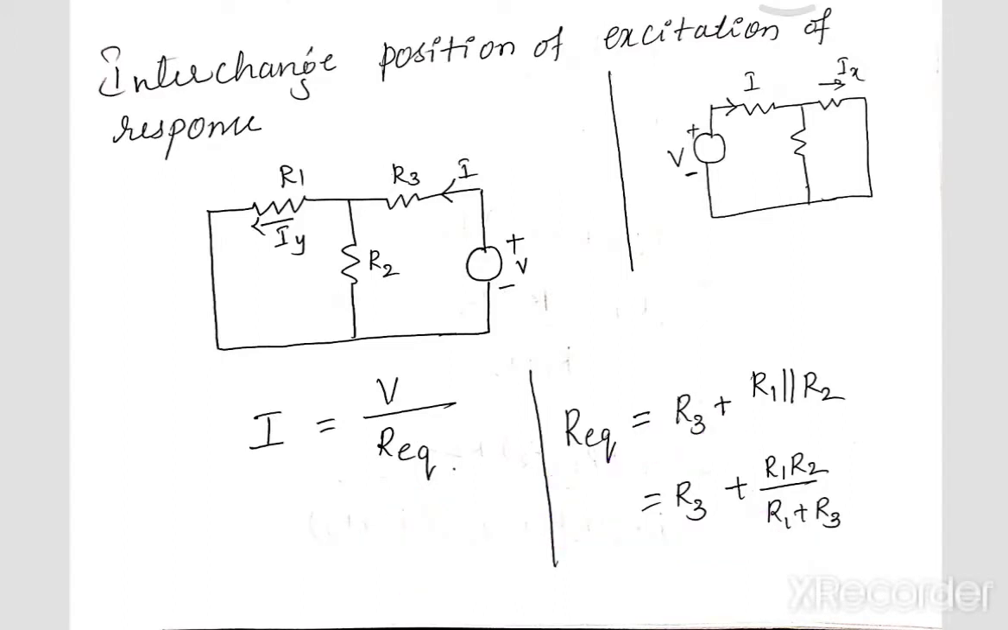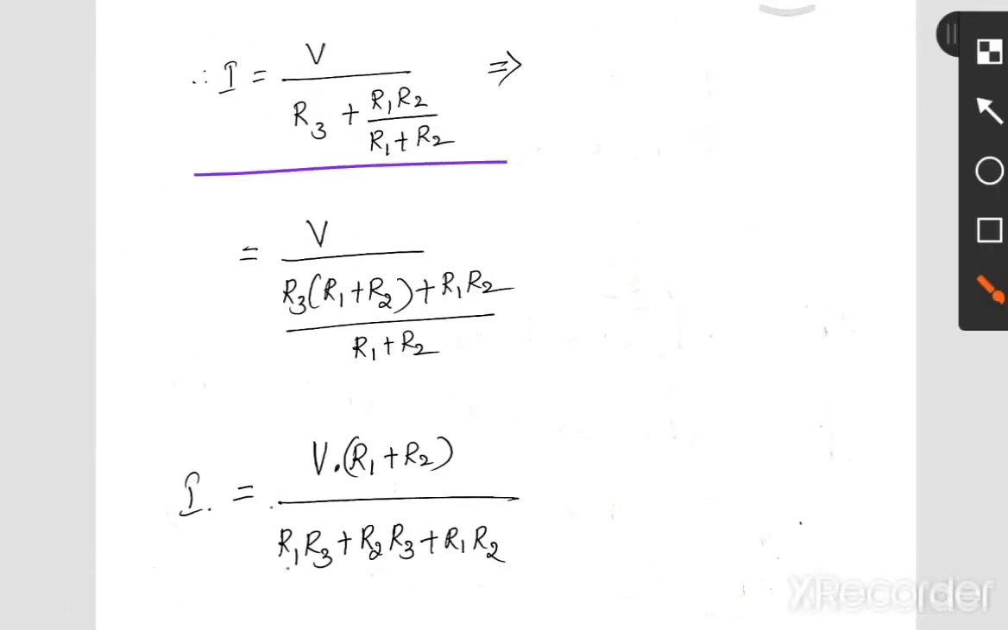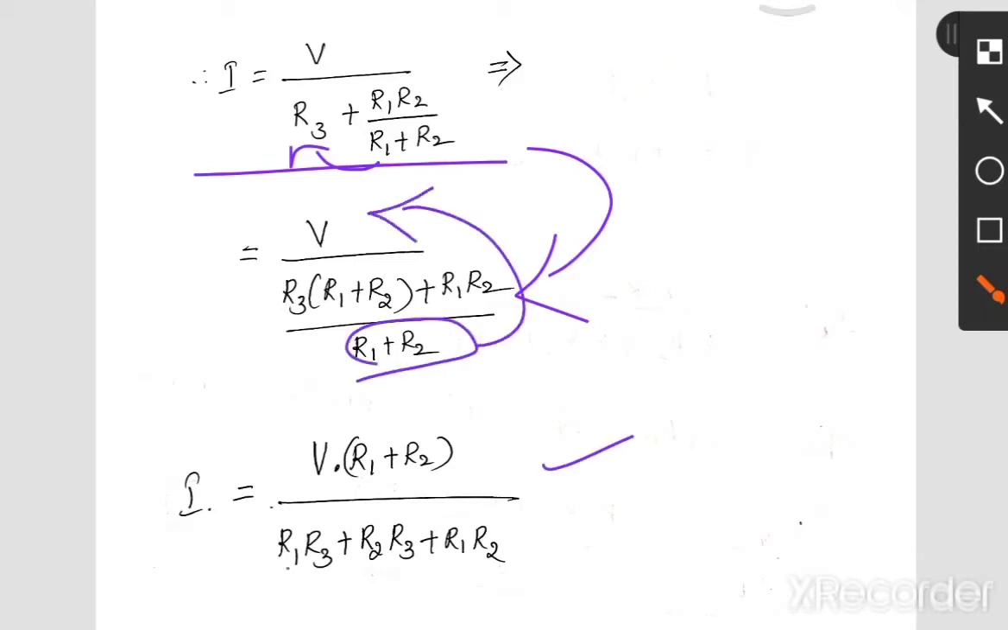Let's substitute this in the equation I is equal to V by R equivalent. So I is equal to V divided by R3 plus R1 R2 divided by R1 plus R2. Let's simplify this equation. V divided by, we have taken the LCM in the denominator, and then we have multiplied R3 into (R1 plus R2). Simplify this, so R1 R2 comes here in the numerator. So this is your I.